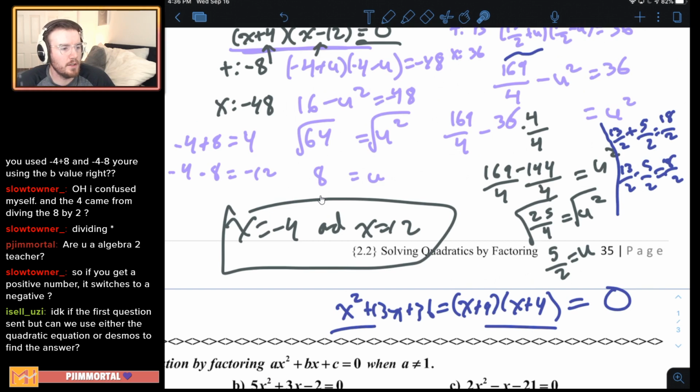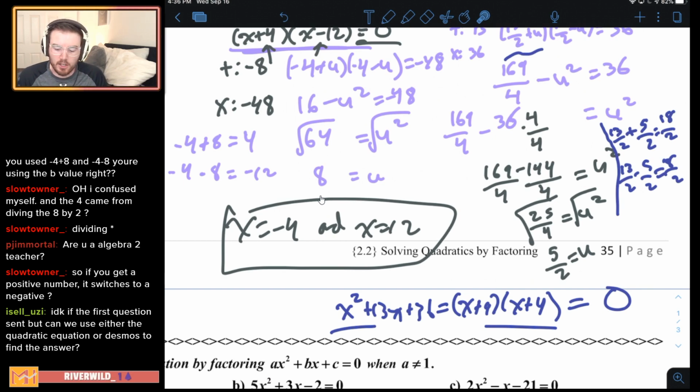Can we use either the quadratic equation or Desmos to find the answer? Desmos and the quadratic equation will find you your answer, but neither will help you factor. Desmos won't help you factor, and the quadratic equation isn't going to help you factor.